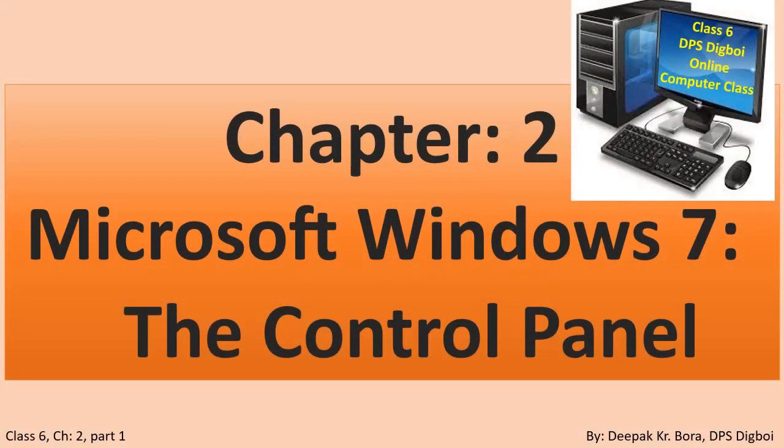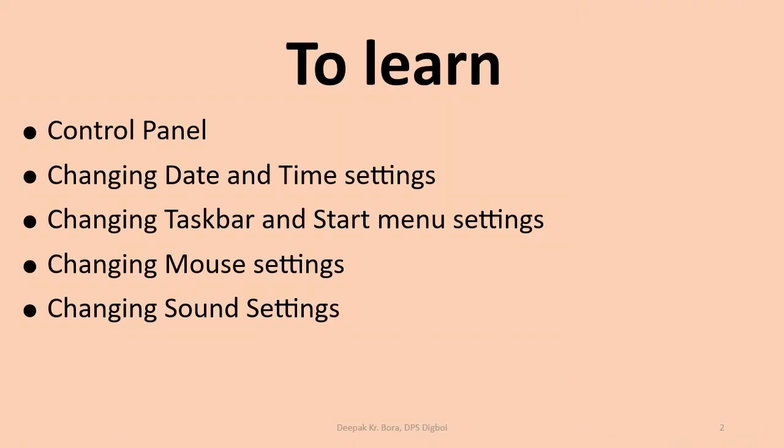Dear students, Namaste. Today we are going to start with chapter number 2, Microsoft Windows 7, the control panel. In this chapter, we are going to learn detail about the control panel, how to change date and time settings, how to change taskbar and start menu settings, how to change the mouse setting and sound settings. In today's lecture, we are going to see the first two points, that is control panel in detail and how to change date and time settings.